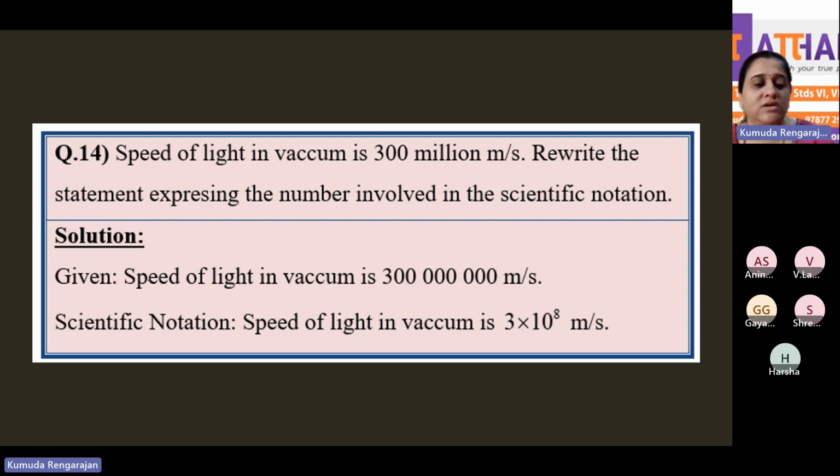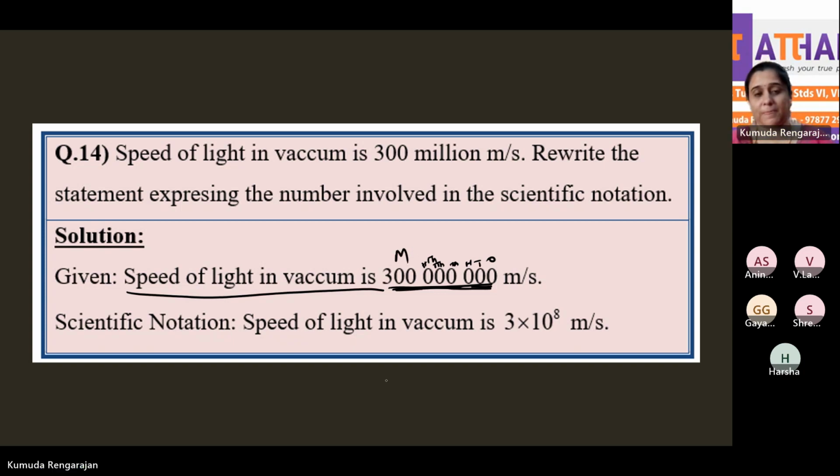So what is given to us? Speed of light in vacuum is 300 million. So you should first write that number. How do you write 300 million? Ones, tens, hundreds, 1,000, 10,000, 100,000, million. This is million. So 300 million, meaning 300 should be followed by so many zeros. Yes, ma'am.